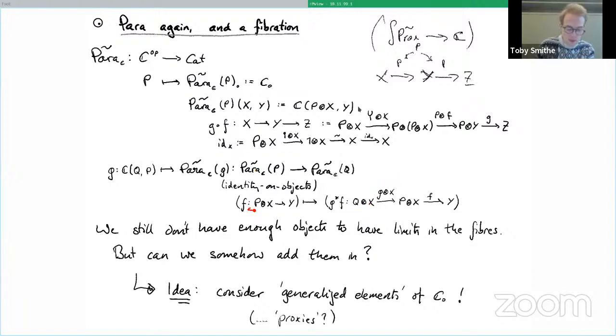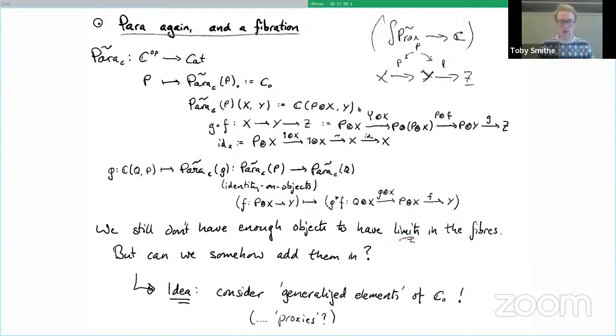If I've got some map, say phi from Q to P, I can get a functor from power of P to power of Q by just precomposing phi on the parameter. It's just the same thing as this reparameterization thing you might have seen elsewhere. It's just sort of pulling back between the fibers. But there's still this problem in each fiber that we don't have enough objects to have limits.